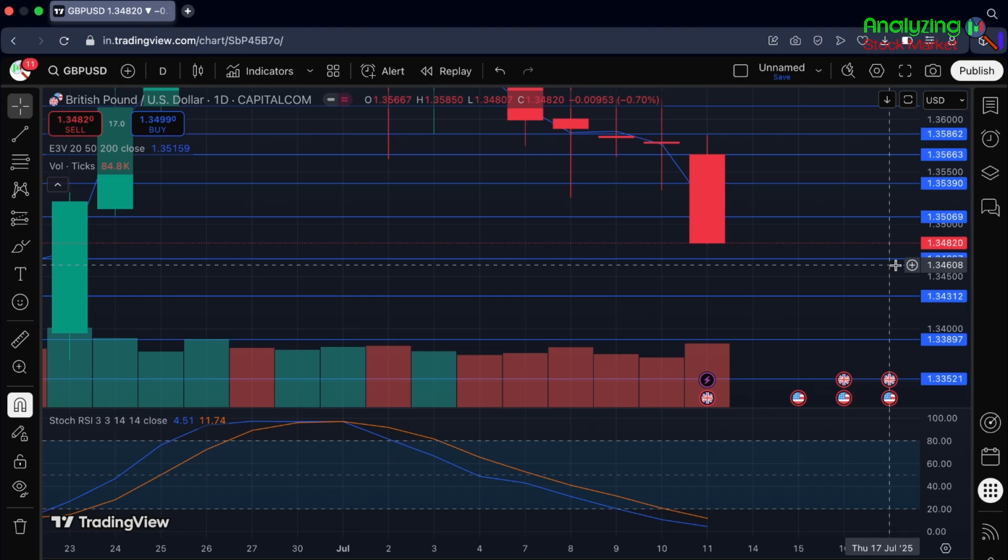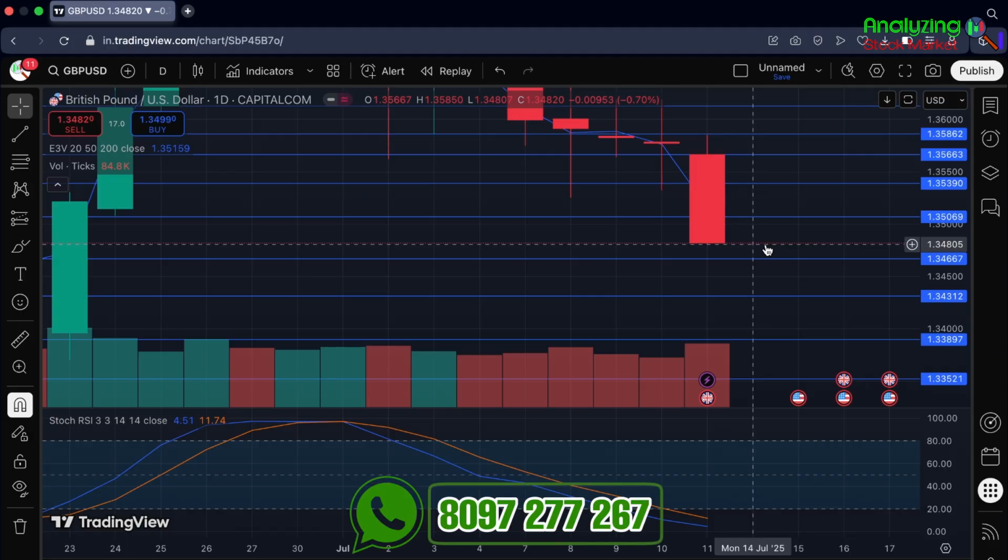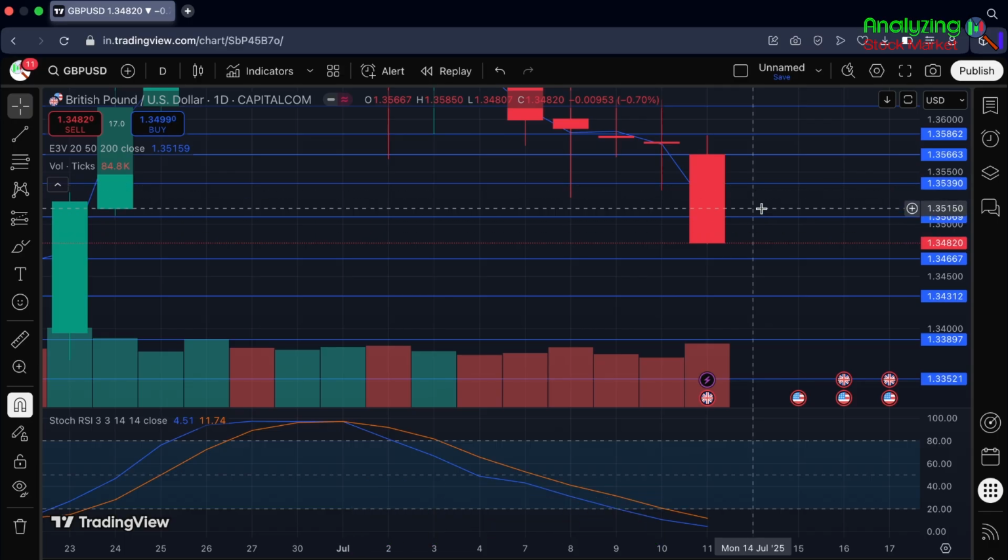Also, let's now talk about my expectations, my opinion on this pair for this week. According to the previous week's closing, which is 1.34820, my expectation is a bit on the positive side, but I'm not expecting a big positive move. My expectation is in the range of 1.35069 to 1.35390. I'm expecting a closing in this range for this week.